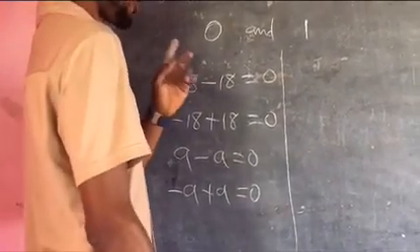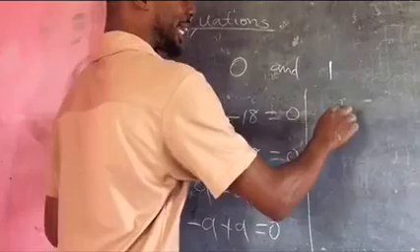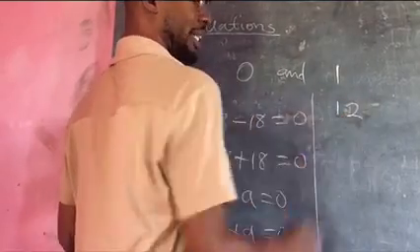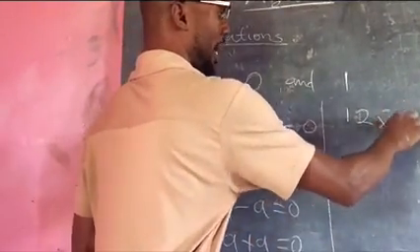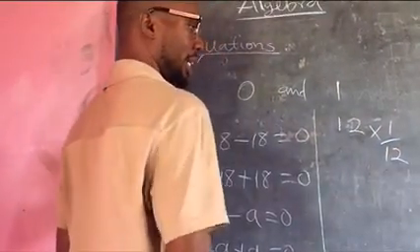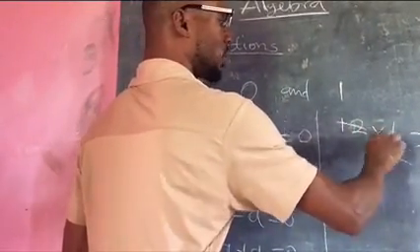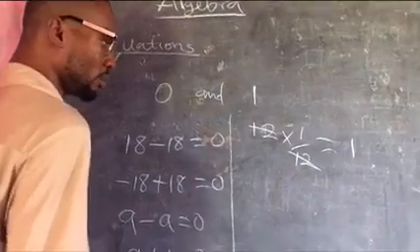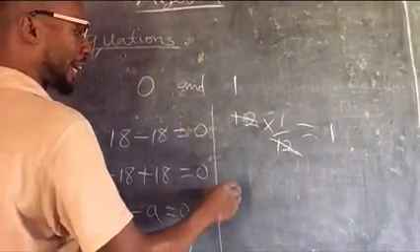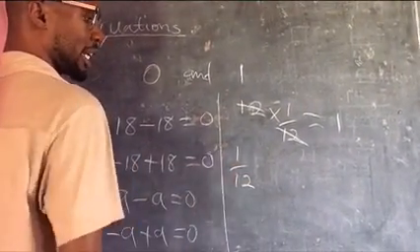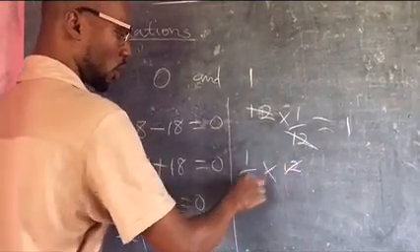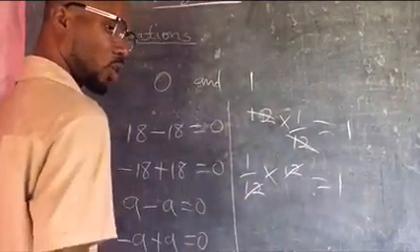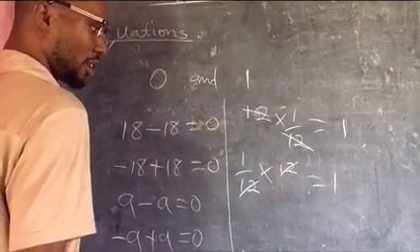Again, another one that is important is 1. I have 12 like this. I want to turn this 12 to 1. I just multiply it by 1 over 12 like this. Then 12 cancels 12 and I get 1. If I have 1 over 12 like this and I want to turn it to 1, I just multiply it by 12, and this one will cancel this one. I will get 1.